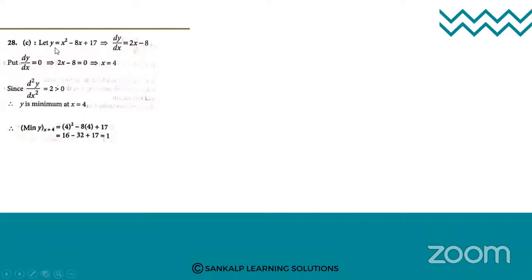See, let the function be x square minus 8x plus 17. The first derivative is 2x minus 8. The second derivative: if you take the derivative once again, the derivative of 2x will be 2, and of 8 will be 0, so only 2 will remain. We can see 2 is greater than 0, meaning it has a minima.